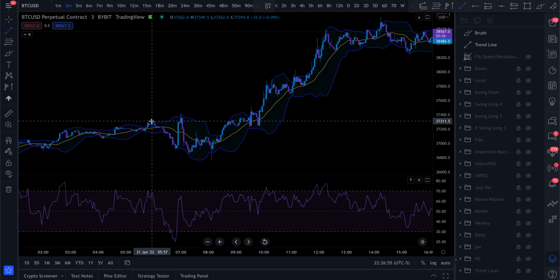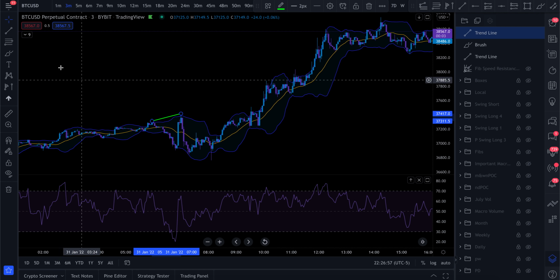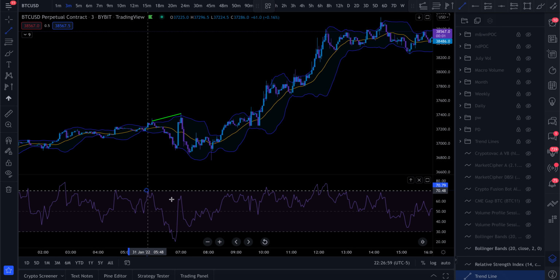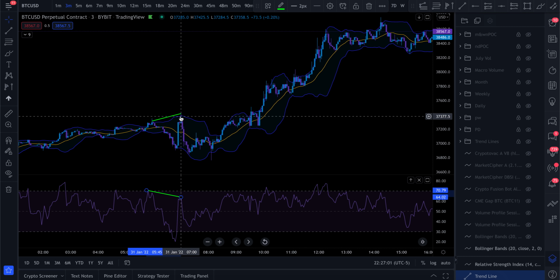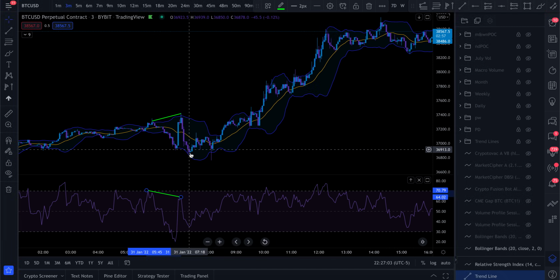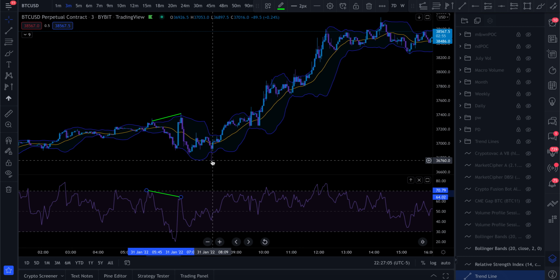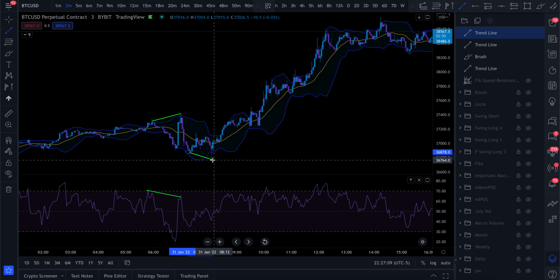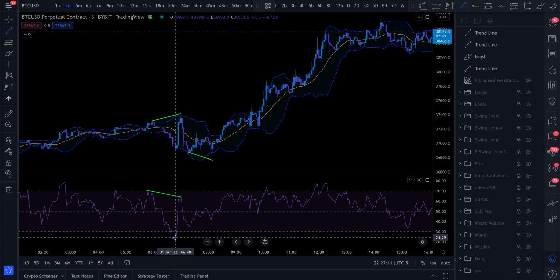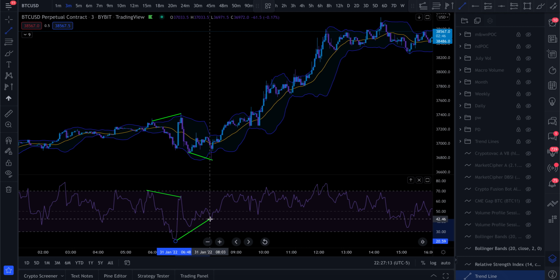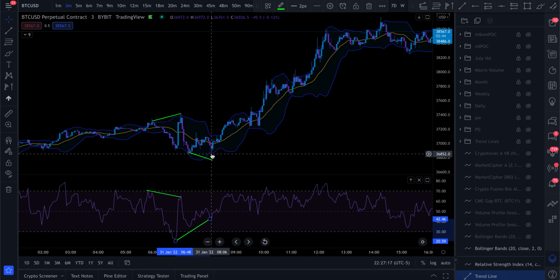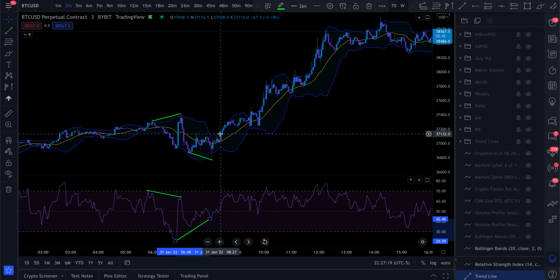So another example would be this right here. Price makes a higher high, comes outside the Bollinger Band. Momentum makes a lower high. We enter right here, take profit 1 at the center line, take profit 2 at the lower line. Then over here, we can see that price makes a lower low, wicking to the bottom of the Bollinger Band. Momentum makes a higher low right here. And we would enter the trade here. Take profit 1 would be right here. Take profit 2 would be right here.